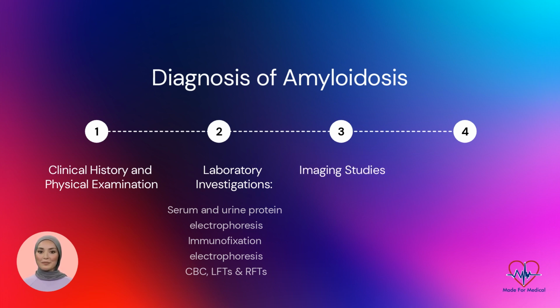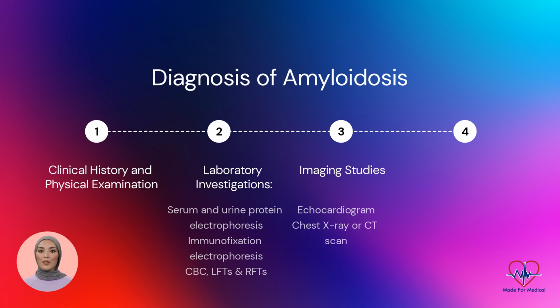Imaging studies. Order specific imaging studies to evaluate organ involvement and identify amyloid deposits. These may include echocardiogram. Assesses cardiac function, identifies any signs of cardiomyopathy, and evaluates the presence of amyloid deposits in the heart. Chest X-ray or CT scan.